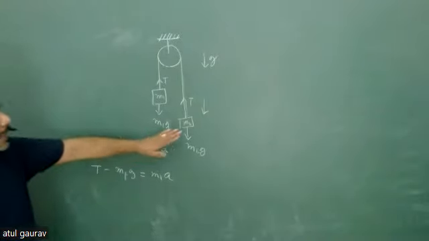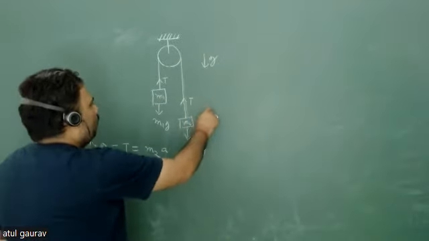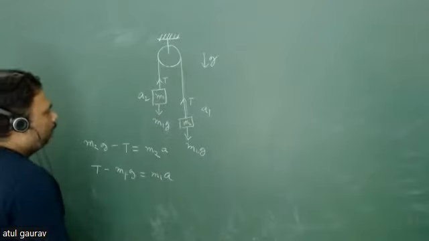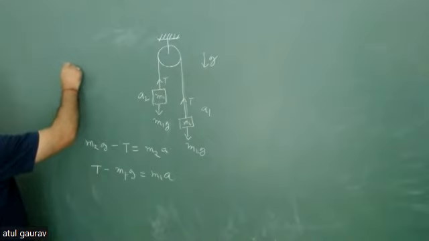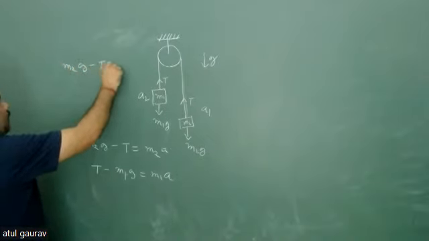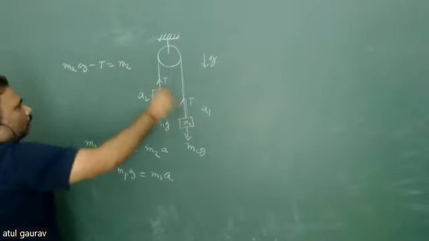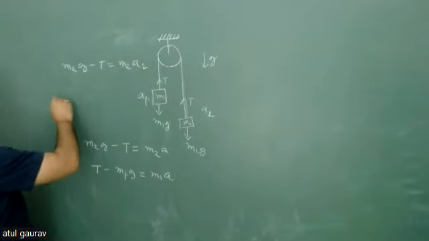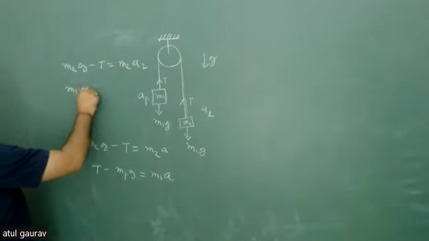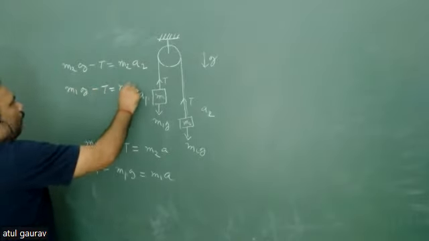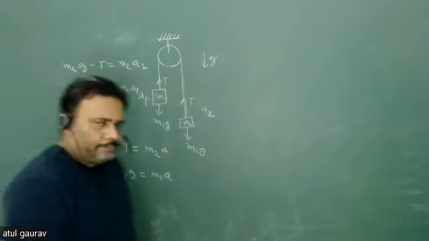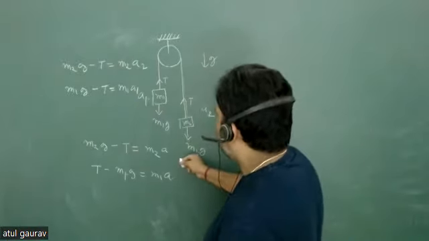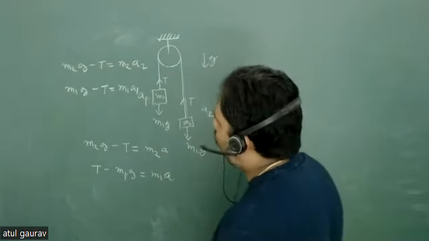I just assume that its acceleration is a1 and its acceleration is a2, and this is my mass m1g, m2g. So the first equation is m2g minus tension is equal to m2 a2, and for the first particle, m1g minus T is equal to m1 a1. Why? Because I have made my sign convention that this direction is positive. So for this it can also be positive.